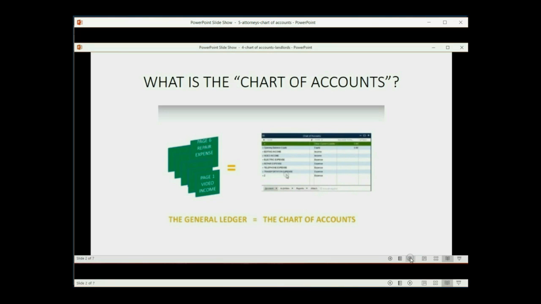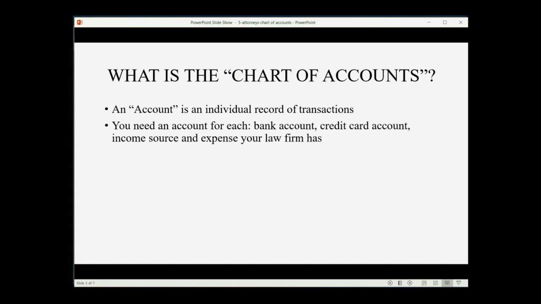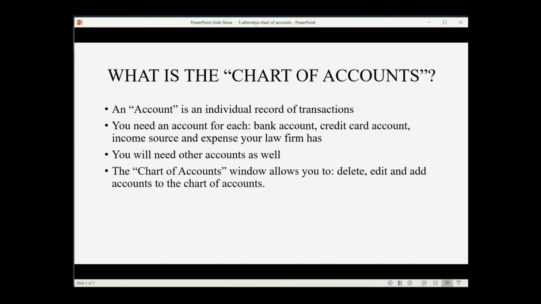Then, when they needed to make financial statements or do their taxes, they would simply take the total of each page, and those totals were the numbers that they put on the tax forms and their financial statements. It's the same exact thing with the computer, except it's called the chart of accounts. So, an account is an individual record of transactions. You need an account for each bank account, credit card account, income source, and expense that your law firm has. You will also need other accounts as well, but they will be explained more clearly as we add them deeper into the course. The chart of accounts is the name of the window that allows you to delete, edit, and add accounts to the chart of accounts.